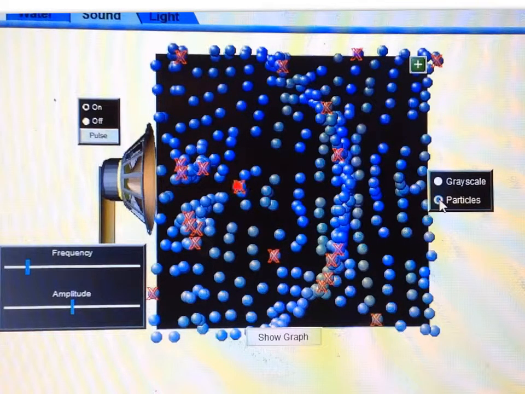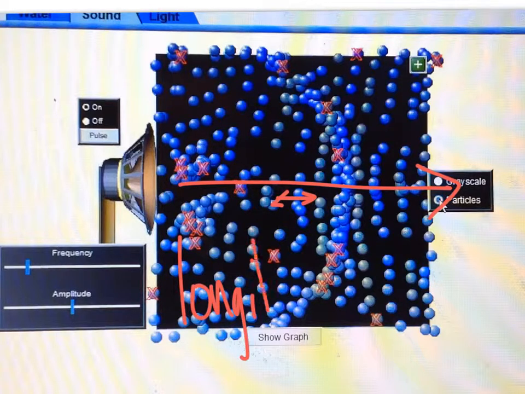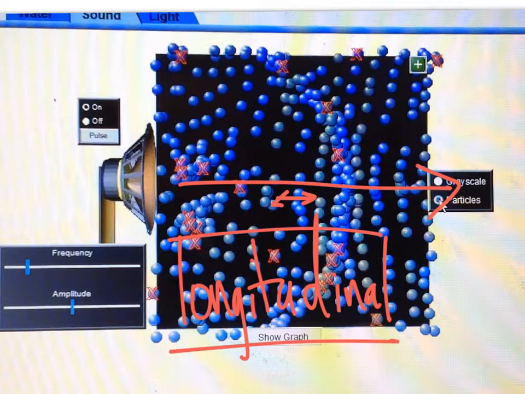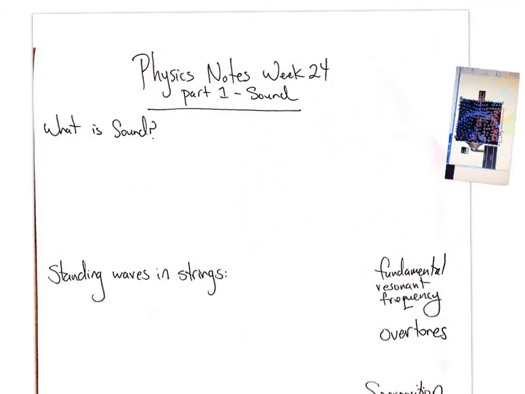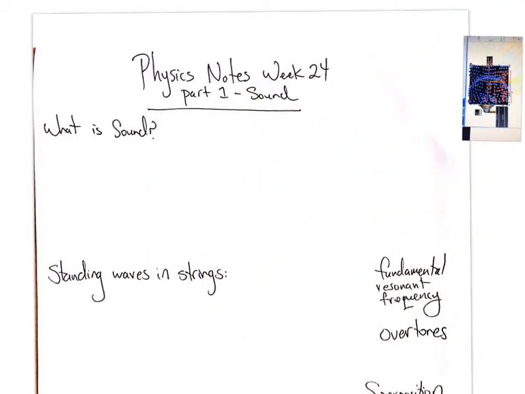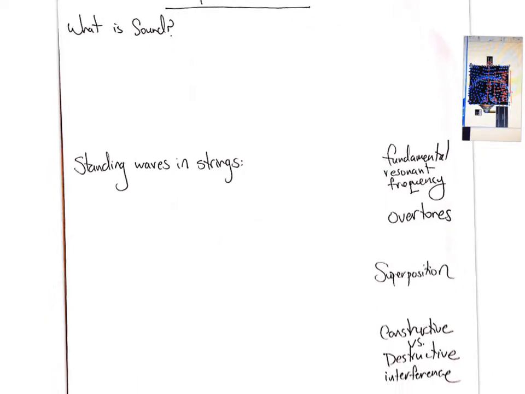The little red X's indicate an individual air molecule, and they just move back and forth like this as the sound waves spread out. So the sound waves go that way, and the individual molecule goes like this, so we call it a longitudinal wave, and it just has to do with the movement of air molecules. So that's what we talk about when we talk about sound. Our vocal cords are really good at producing sound waves of certain frequencies at certain times, which allows us to speak and sing and that kind of thing.